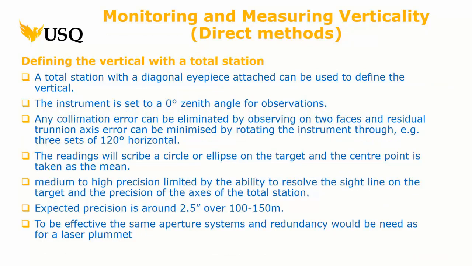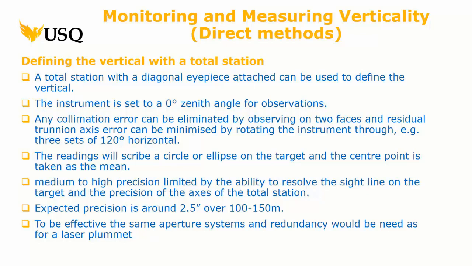Okay, defining the vertical with a total station. Literally, you get a diagonal eyepiece, which are available. Not many people use them. People in mines are used to using them. That just means that you probably notice if you swing the telescope, it's really hard to get your head underneath because the rest of the instrument's there, right? So you do use a diagonal eyepiece to actually see it.